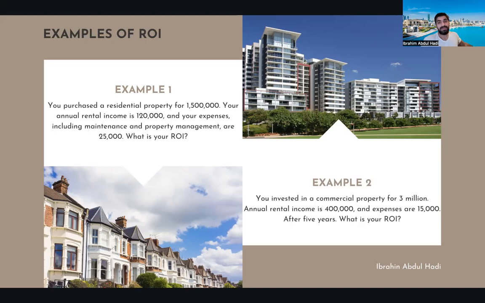So by this way, we can get the calculation of 120,000 minus 25,000 divided by 1,500,000, which is about 6%.